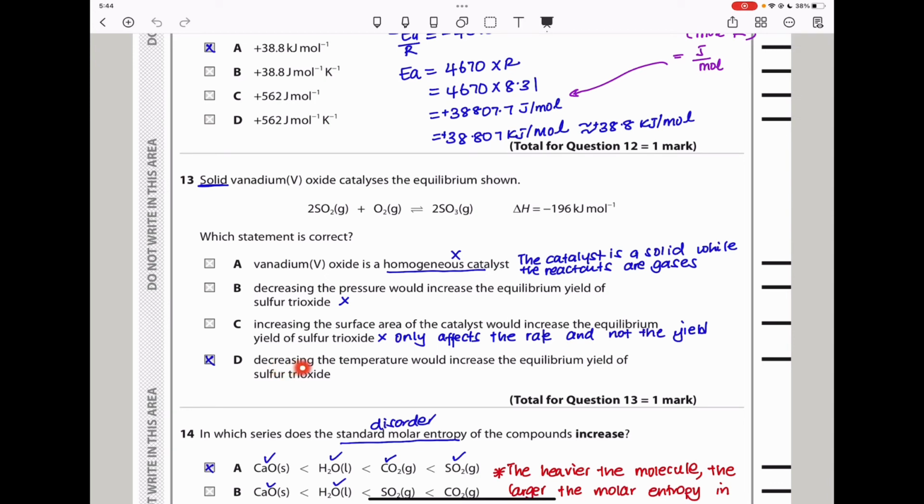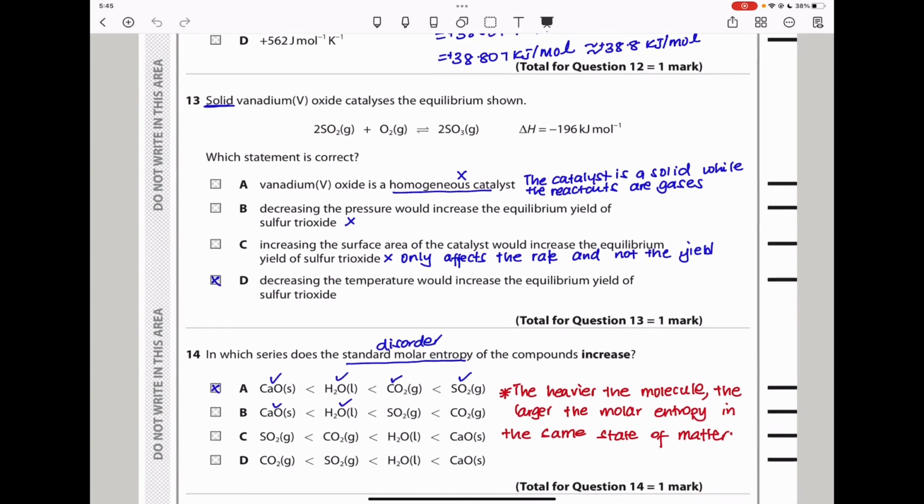And this says decreasing temperature would increase the yield of sulfur trioxide. This is correct because the forward reaction is exothermic. If you decrease the temperature, equilibrium will shift to the other side, producing more of that. So the answer here should be D.